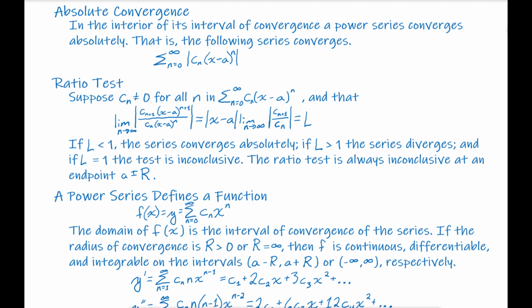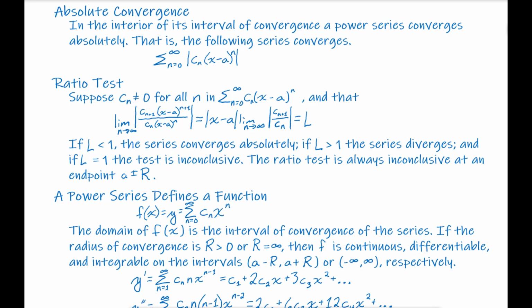Another term that we hear in relation to power series is the idea of absolute convergence. So in the interior of its interval of convergence, a power series converges absolutely. And what that means is if we put absolute values around everything inside of the sum, so we're only adding positive values to one another, that series is going to converge. This absolute convergence thing doesn't happen at the endpoints of our interval of convergence.